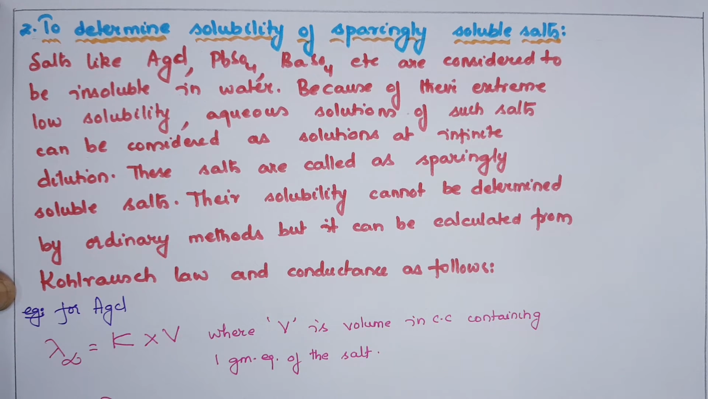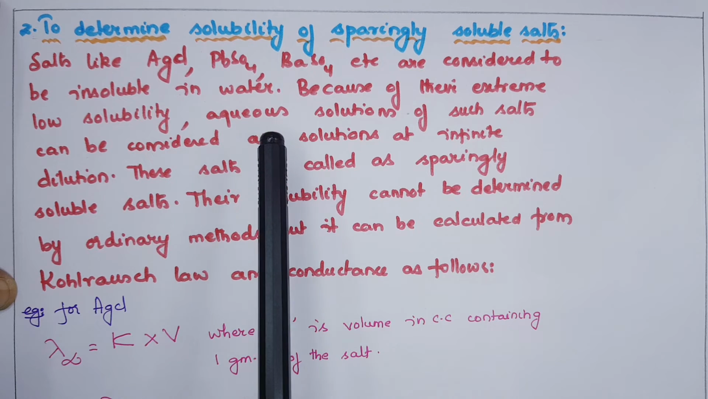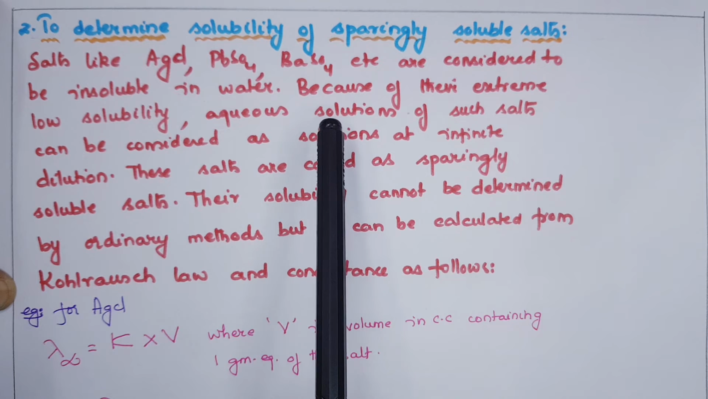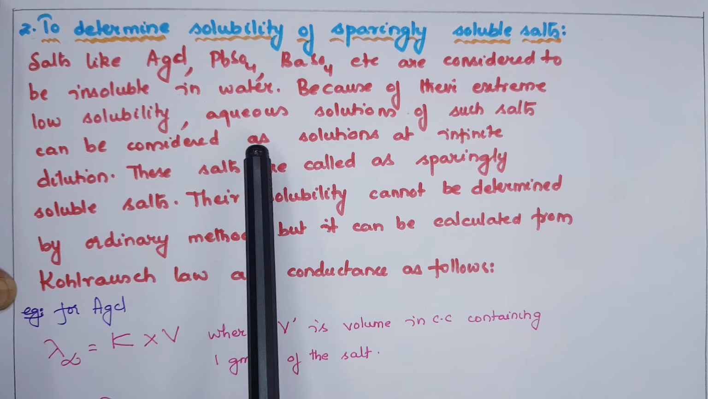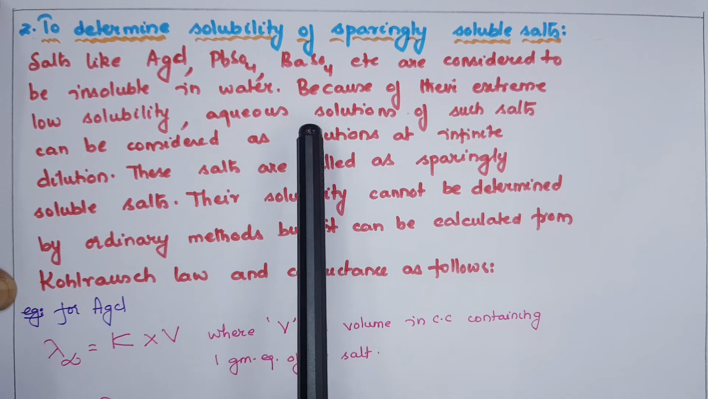Second application, students, put the side heading: to determine solubility of sparingly soluble salts. Do you know the meaning of sparingly soluble salts, students? Yes, they are not completely soluble. For example, silver chloride, PbSO4, BaSO4, etc. Such salts are insoluble in water. They are not completely soluble in water.